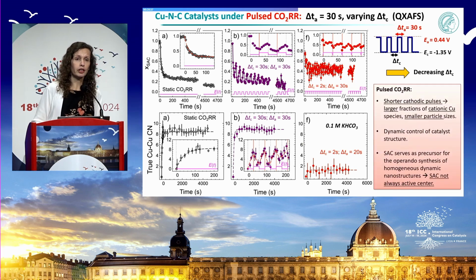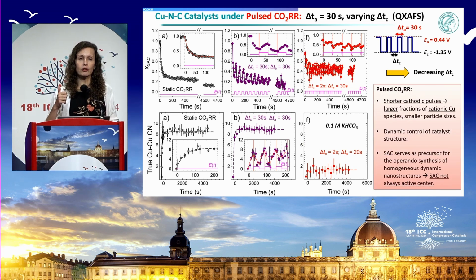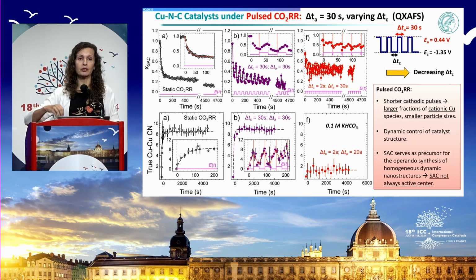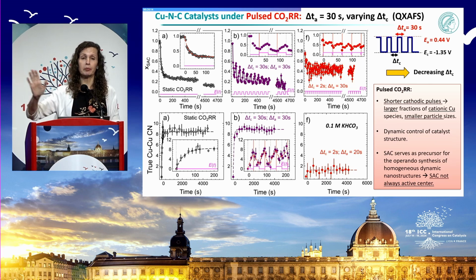So what I try to illustrate with this is that I have the possibility of not only tuning the activity and the selectivity of this catalyst, but also of understanding why the selectivity is changing. Why am I suddenly making products with this supposedly single atom catalyst? I already showed you that this doesn't remain a single atom under operation; they start to make small clusters and nanoparticles. And the fact that this structure is changing is helping me to change the selectivity. So if you apply short cathodic pulses, you get a larger fraction of cationic copper species, and you get smaller particle sizes. And very important, we achieve dynamic control of the structure of this material.